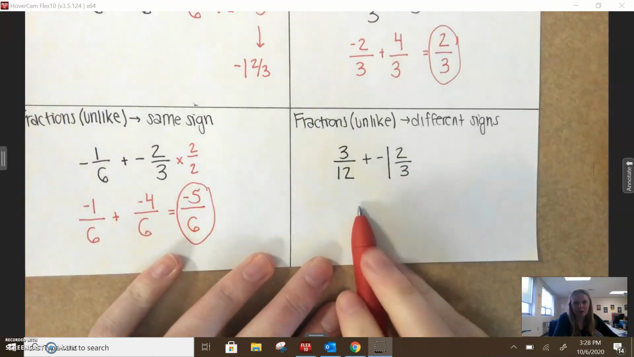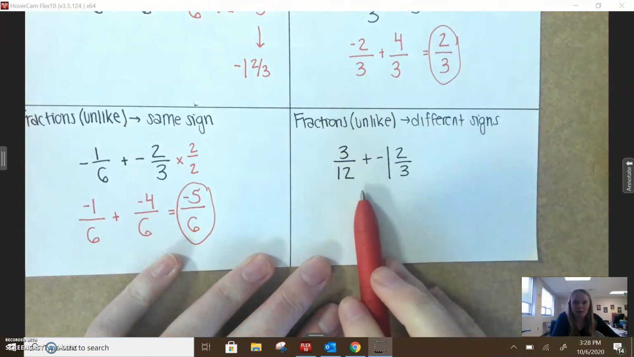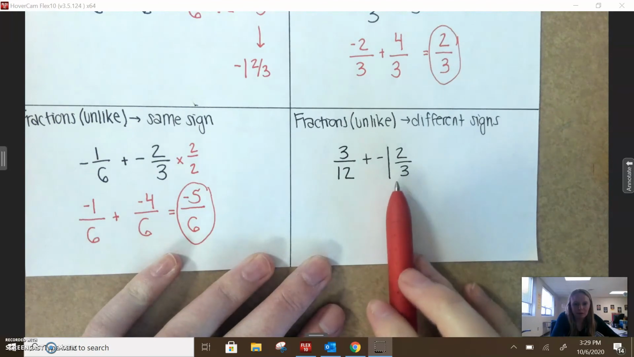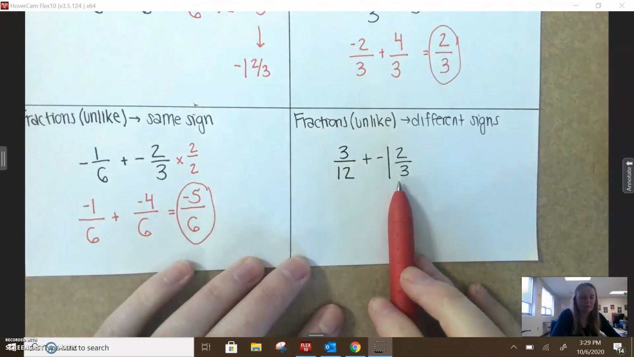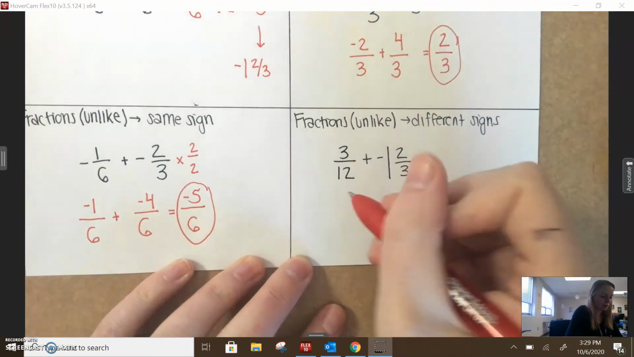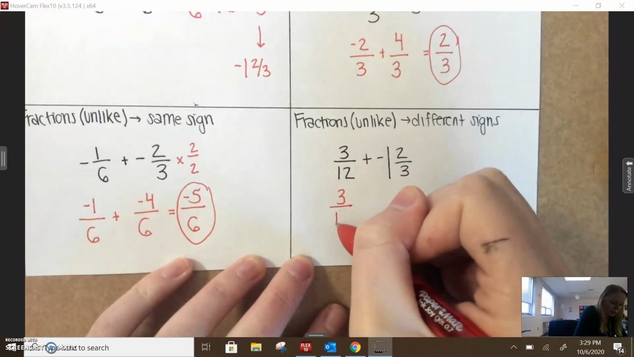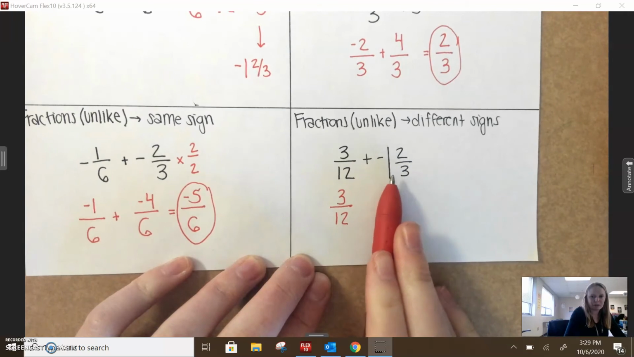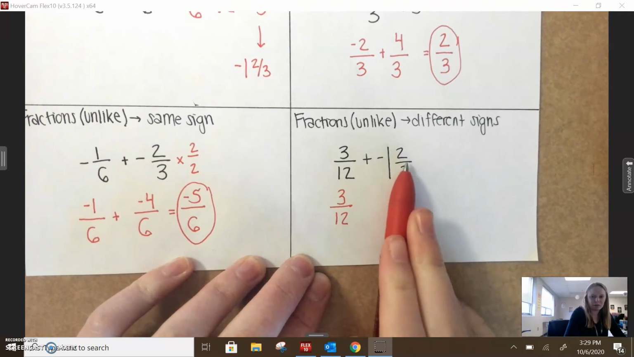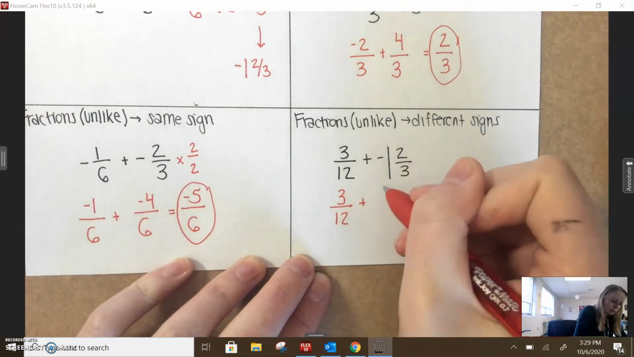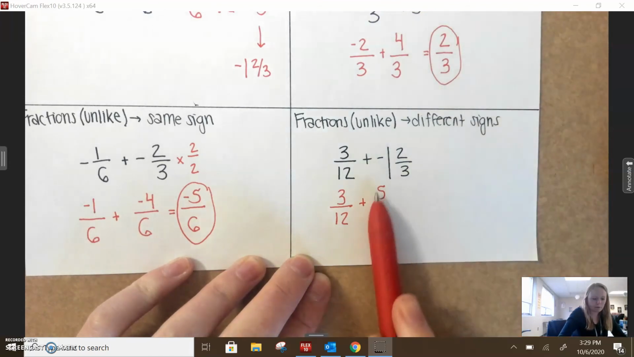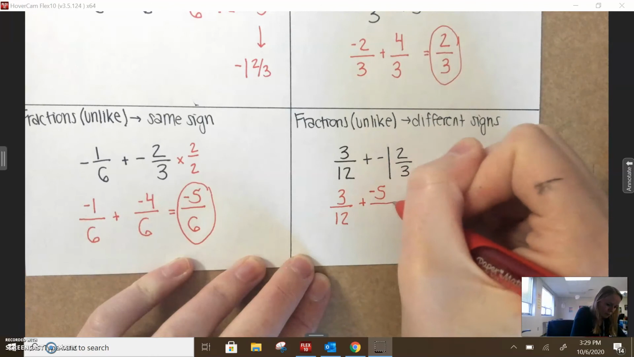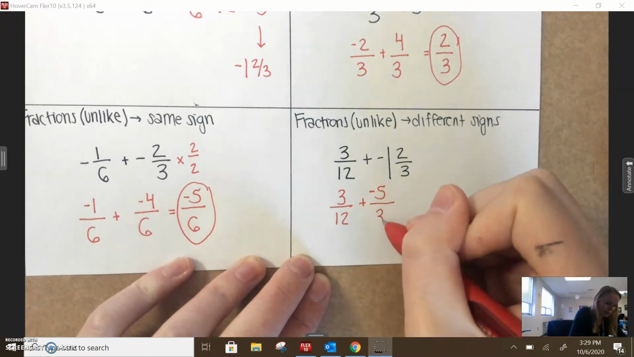Alright, the last problem here. So we have, once again, a mixed number. So we need to first change that into an improper fraction before we can do anything else. This 3/12 is just going to stay the same here. I have to make this an improper fraction, so 1 times 3 plus 2 is 5. And I have to remember this negative sign right here. Put that on my numerator, and then we have the 3.